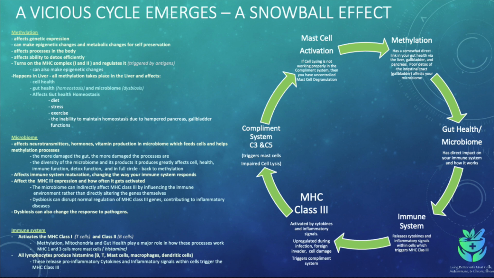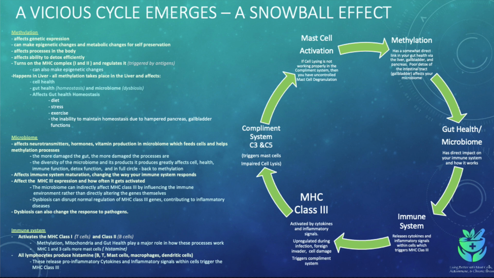Alright, methylation. This affects genetic expression, right? And can make epigenetic changes and metabolic changes for self-preservation. So if you're having a rough time with your health, your body is already making changes to help protect you. It affects processes in the body, and it affects the ability to detox efficiently. Methylation also turns on the MHC complex 1 and 2 and regulates it, and it's triggered by antigens. This also can make epigenetic changes. So you have methylation that can make epigenetic changes, and you have the major histocompatibility complex that can also make epigenetic changes.